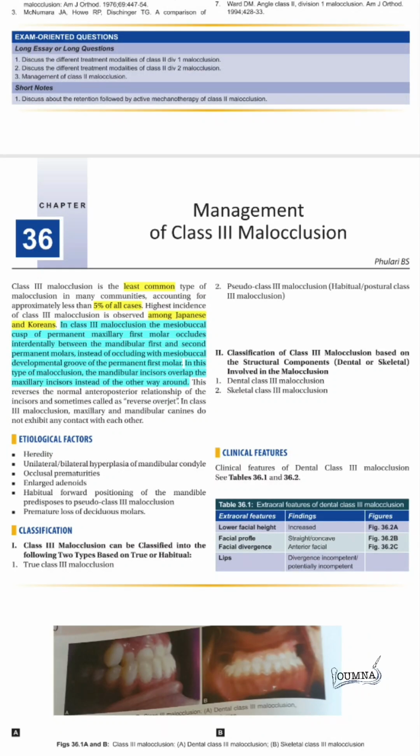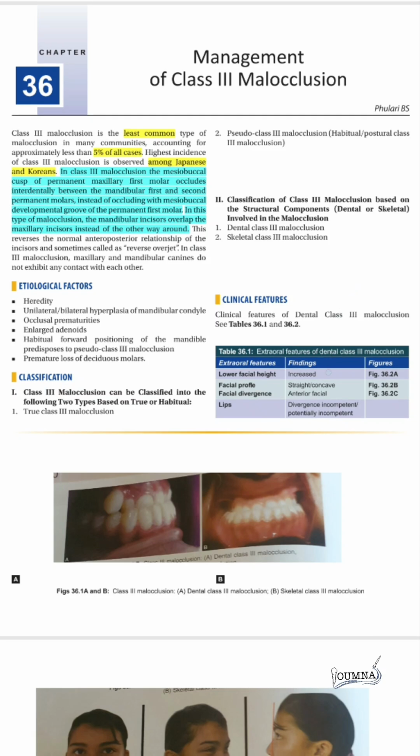Today we will discuss the management of class 3 malocclusion. It is considered the least common type of malocclusion in comparison to class 2 and class 1. It contributes to 5% of all the cases, and it is observed more among the Japanese and Koreans.